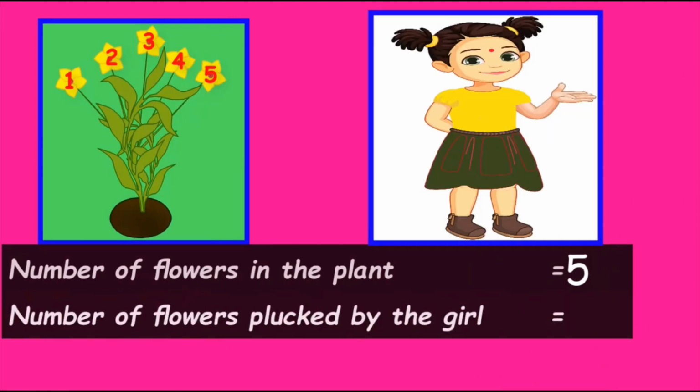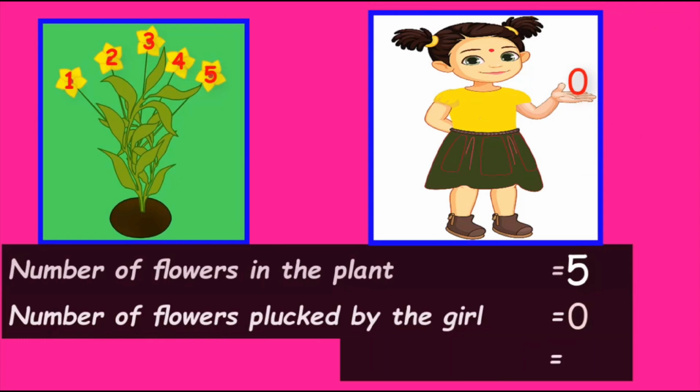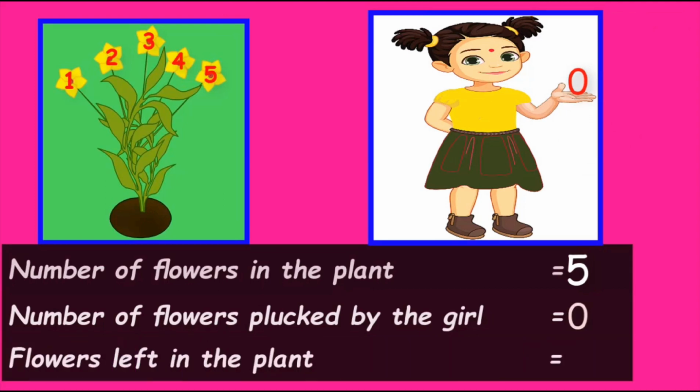Number of flowers plucked by the girl. The girl does not pluck any flower, so 0. The number of flowers left in the plant is 5. Dear friends, from this subtraction, we come to know that if we subtract 0 from any number, the answer will be the same number.